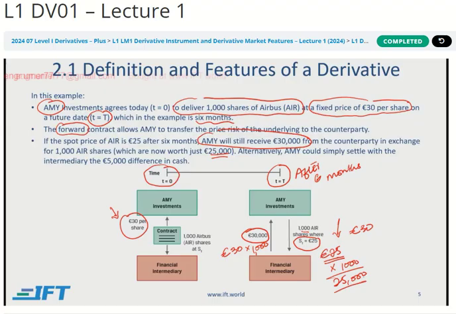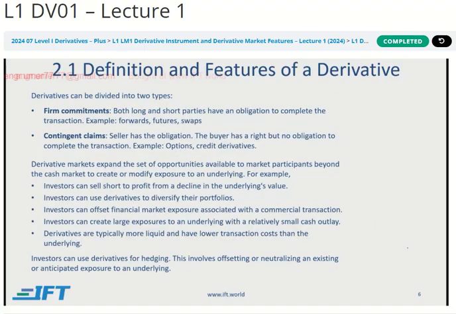Now, it could very well go against you as well if the price, instead of 25, let's say it was at 35. Then in this situation, what would have happened? They wouldn't have been very happy, right? Because they would be selling something for 30 when they could very well sell it for 35 in the market. So this brings me to the other type of derivative contract.